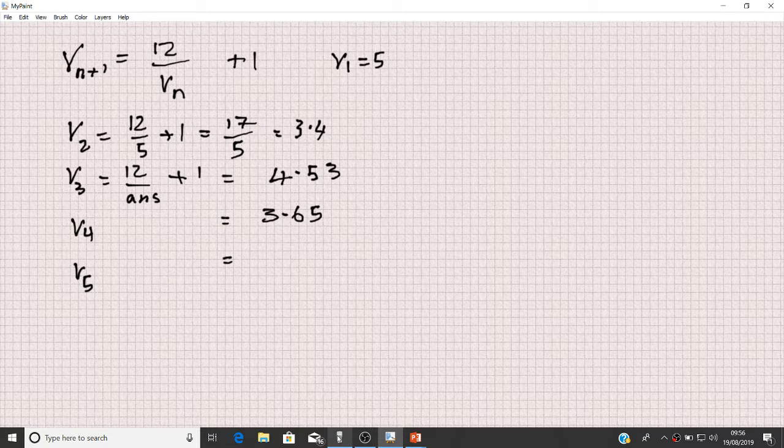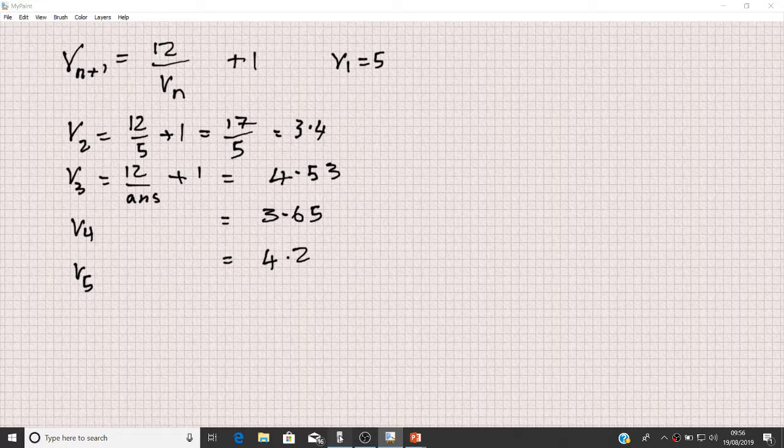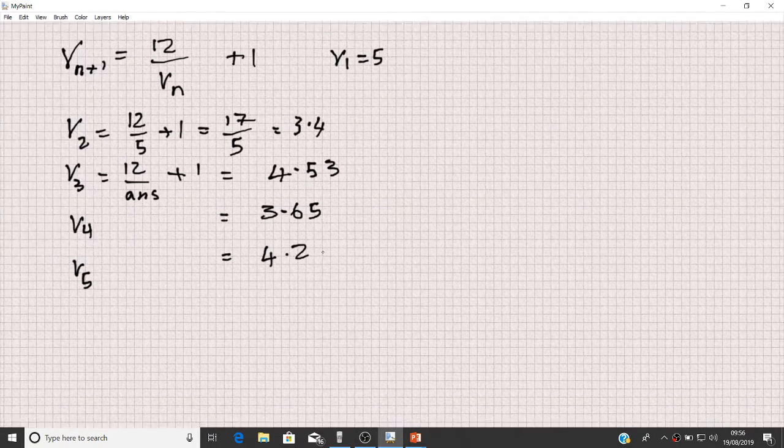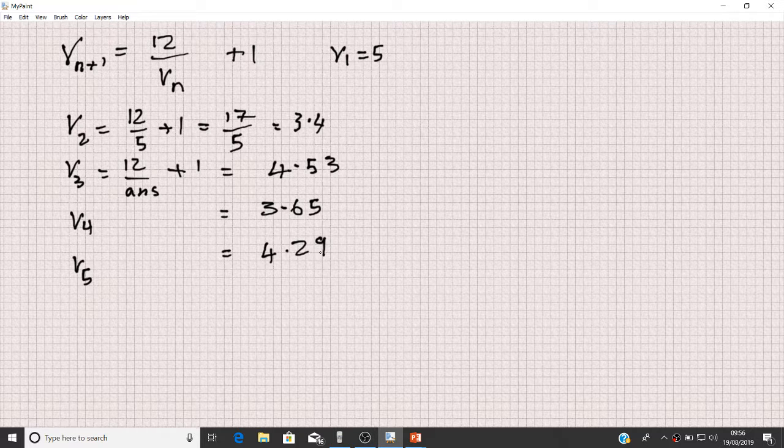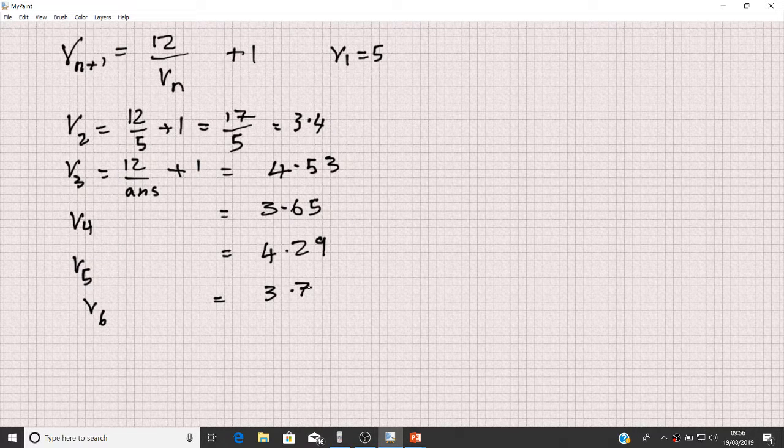So V5, in decimal terms, is 4.29. It looks to me like it may be converging towards 4. Let's have a quick look at V6. That's 3.7. So you can see it's oscillating around some value between 4.29 and 3.7. That indicates to me that it is converging towards a limit of perhaps 4.